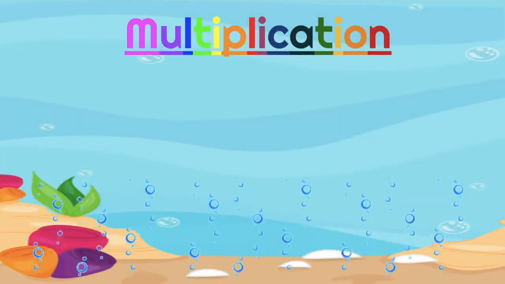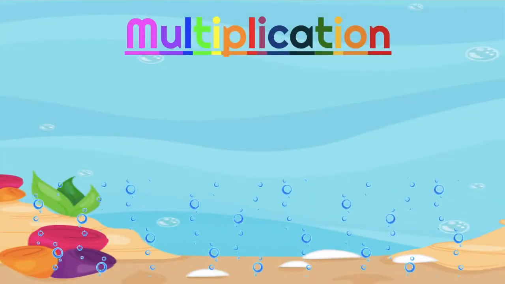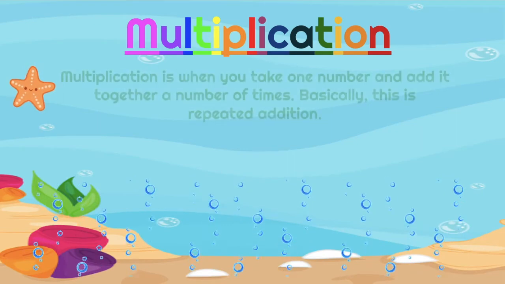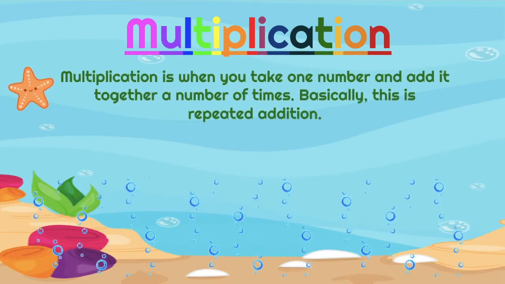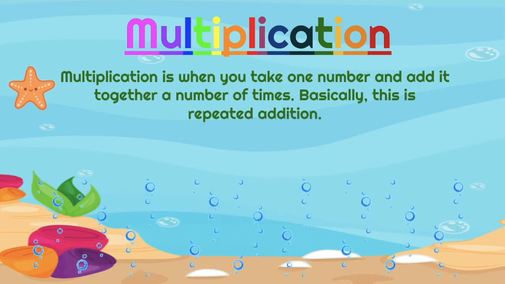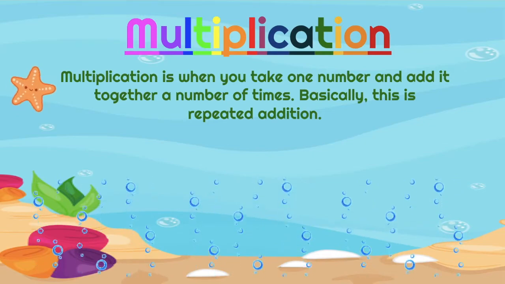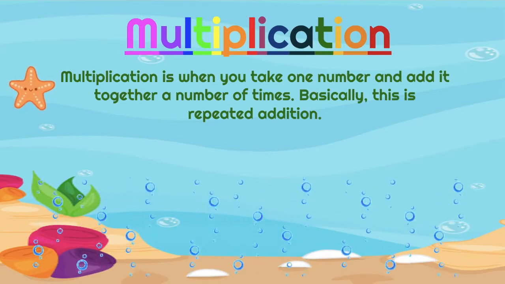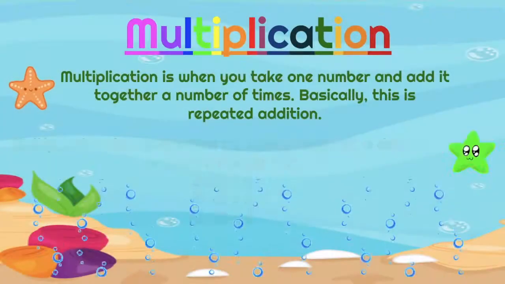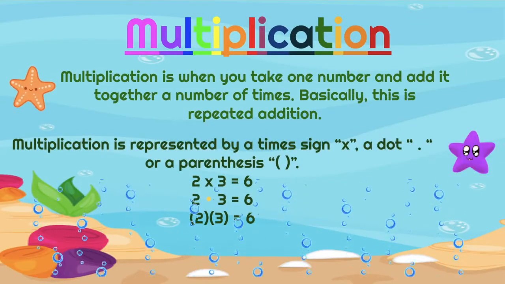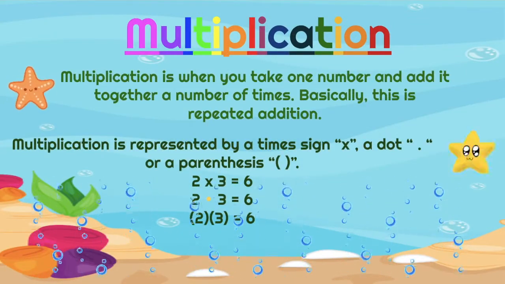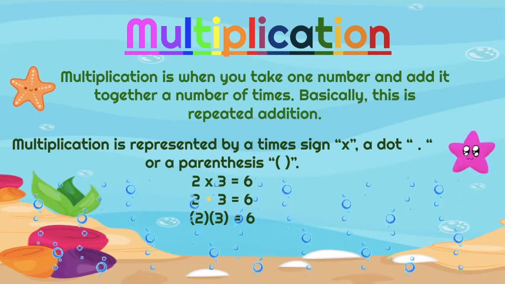Let's first go through the basic facts about multiplication. To begin with, multiplication is when you take one number and add it together a number of times. Basically, this is repeated addition. Multiplication is represented by a times sign, a dot, or a parenthesis, just like what is shown in the examples below.